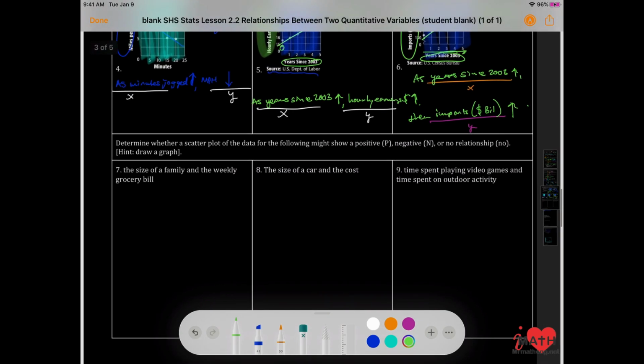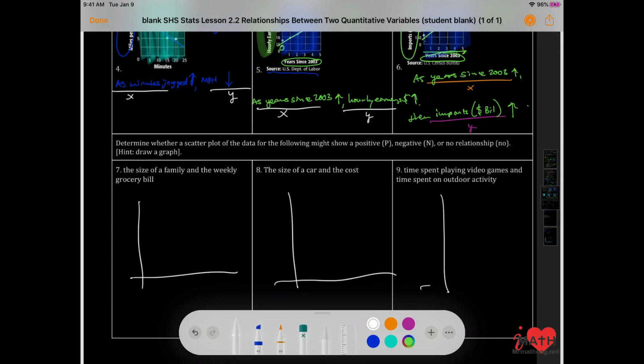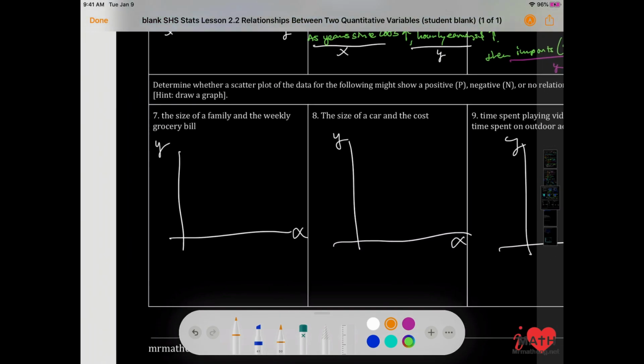All right, go ahead and try these three below. You're basically doing the same thing, but there is no graph. So let's do one and then you do the rest. Okay. Let's do the size. Determine whether the scatter plot of the data of the following might show a positive, negative, or no relationship. Okay, so basically you have to draw them now. So figure out what goes on the explanatory, that would be the x, and which one goes on the y. So which one does the explaining? The size of a family and a weekly grocery bill.